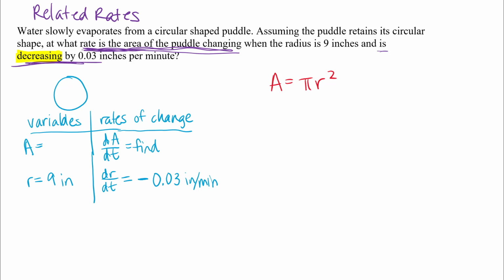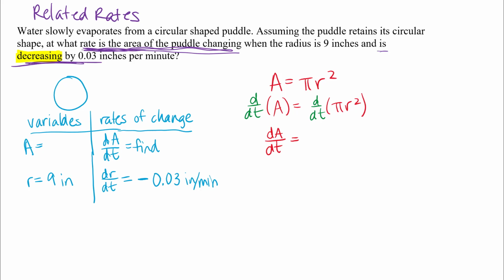I'm now going to take that equation and differentiate implicitly with respect to t. So I'm going to differentiate both sides of the equation with respect to t. I'm treating both A and r as functions of t. When I do that, on the left side I'll just have 1 dA/dt. On the right side of the equation, the pi is a constant, so it'll just come along.